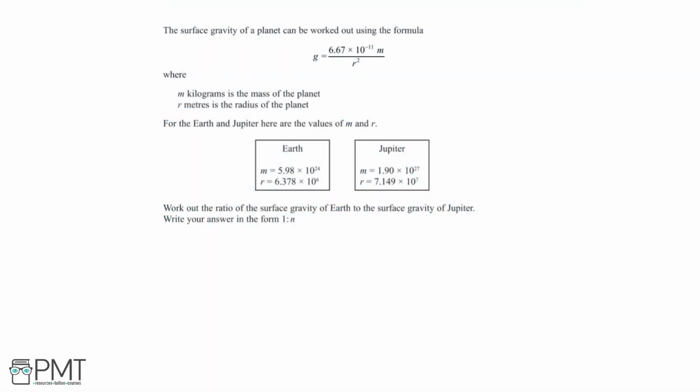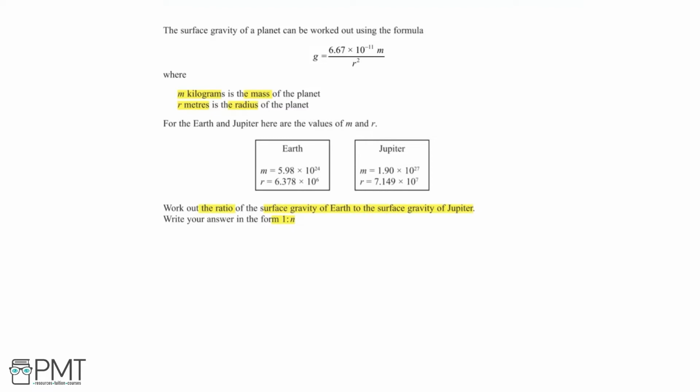In this question, we're told that the surface gravity of a planet can be worked out using the formula G is equal to 6.67 times 10 to the minus 11 multiplied by m, all divided by r squared, where m kilograms is the mass of the planet and r meters is the radius of the planet. So for Earth and Jupiter, we're given the values of m and r below. We need to work out the ratio of the surface gravity on Earth to the surface gravity on Jupiter, writing our answer in the form 1 to n.